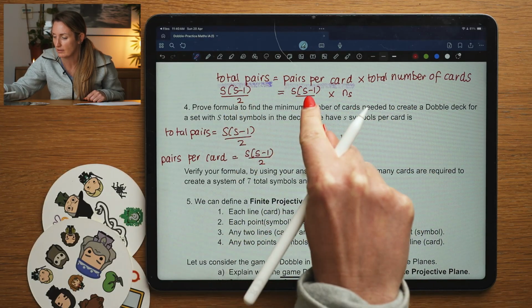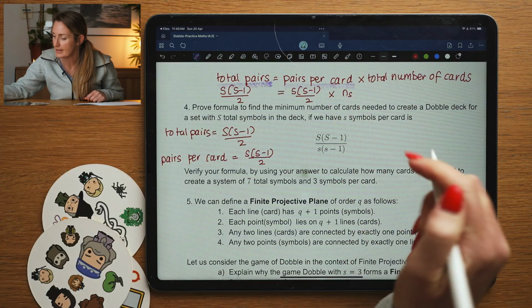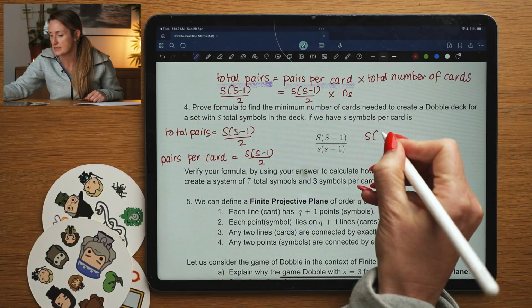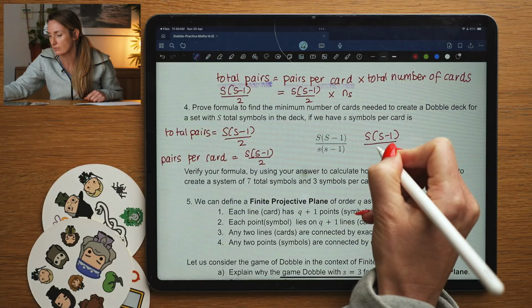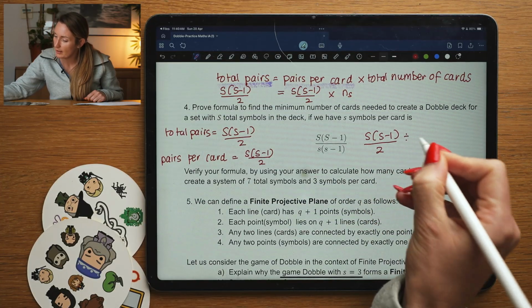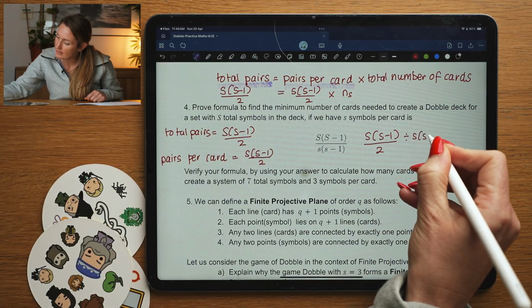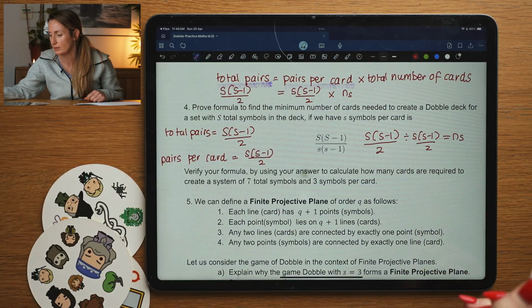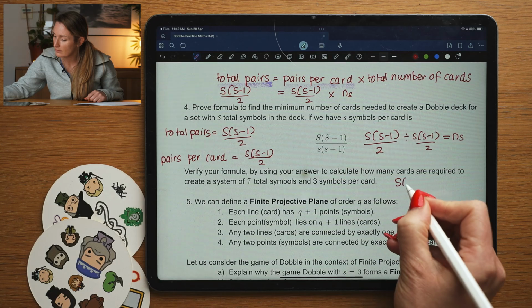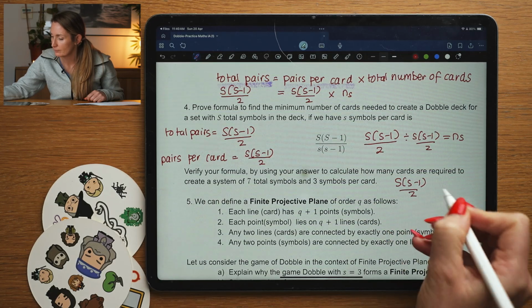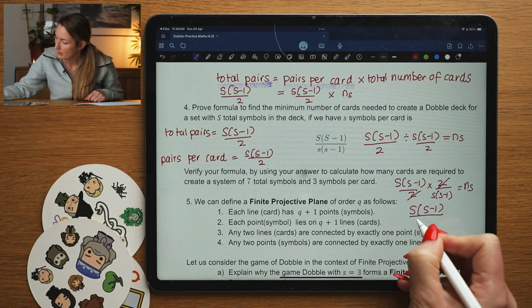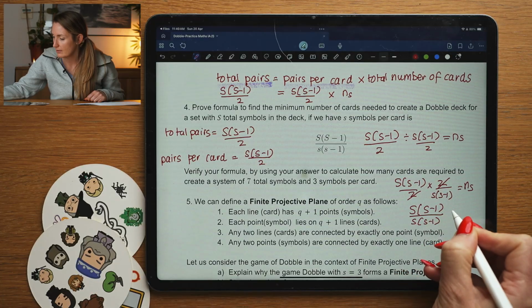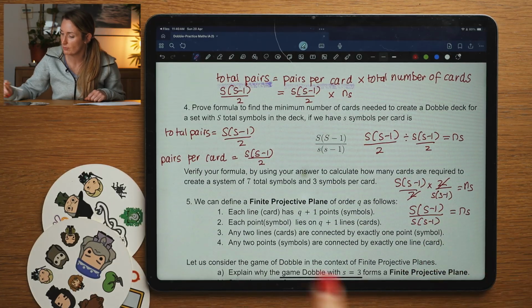So if we divide this by this, we can find NS. So I'm going to do big S times S minus 1, divided by little s times little s minus 1 divided by 2, and that should be the minimum number of cards we need. Now, that's going to be the expression that we were asked to prove.